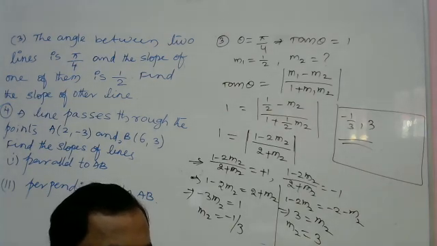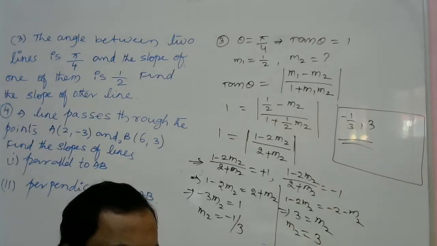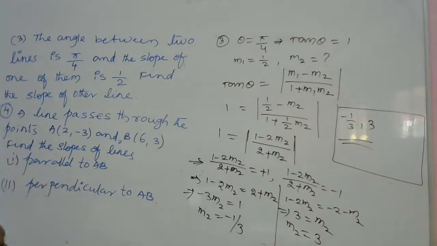The slope is 3 by 2. Therefore, the parallel line should have slope 3 by 2. The perpendicular should be what? Minus 1 by 3 by 2. Because if two lines are perpendicular, m1 into m2 is minus 1. Therefore, m2 is minus 1 by m1. Correct?